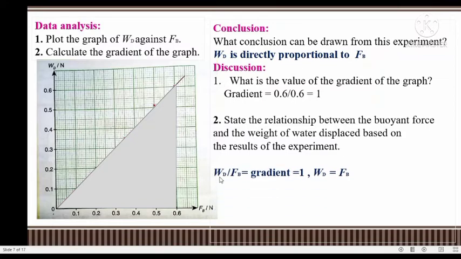From the result of the experiment, the ratio of WD to FB is the gradient. We have calculated here that the gradient equals 1. Thus we get WD equals FB. So from this result, or the graph that we get, we can conclude that buoyant force equals the weight of liquid displaced. So we have proved the Archimedes principle by using this experiment.